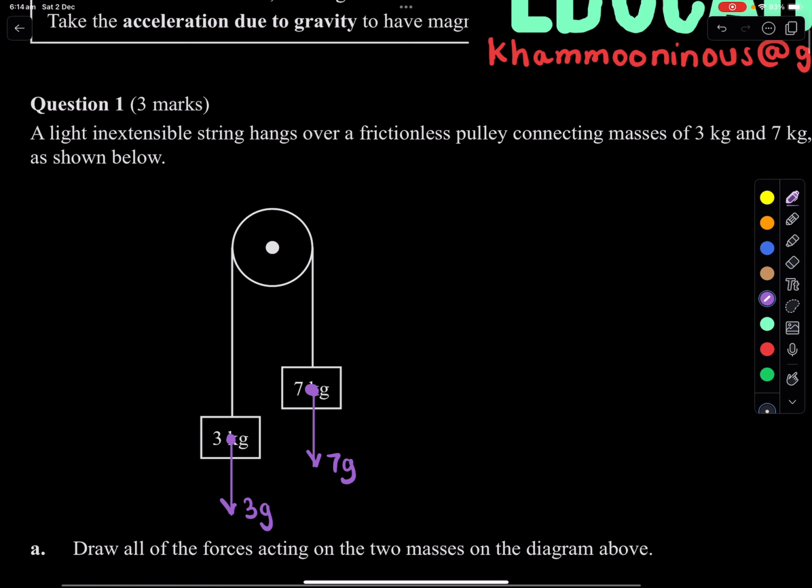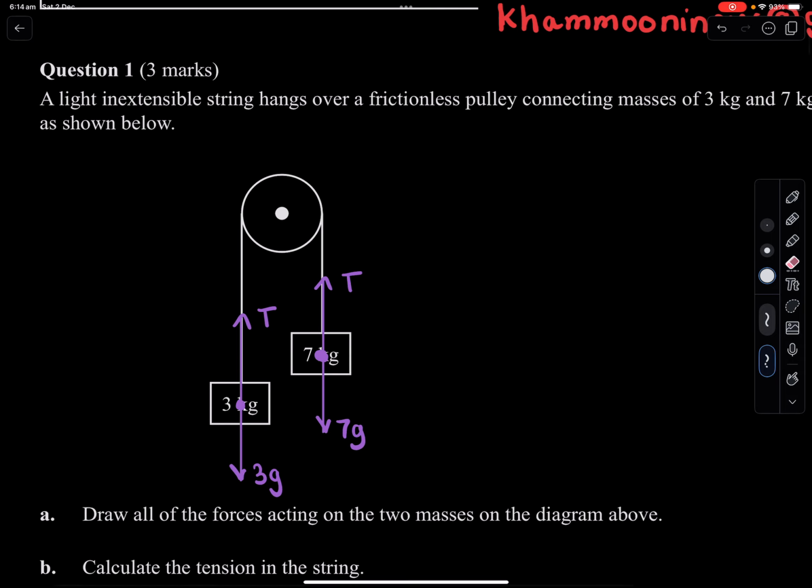Also, because we're using a rope, there is going to be a tension force. And these tension forces are going to be equal because they are acting in the same rope. So the tension forces are going to be the same. And these are the only forces. Perfect.